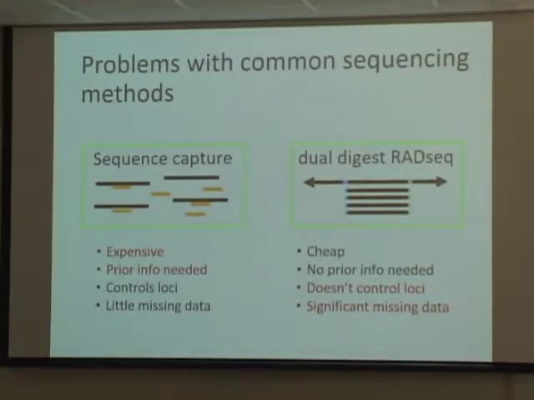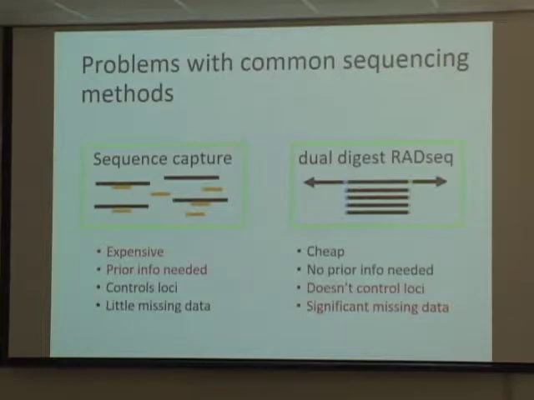Sequence capture and dual digest RADseq are 2 common ways to make reduced representation libraries for next-generation sequencing. Sequence capture uses probes, which I'm showing in yellow, to target and enrich DNA sequences, which I'm showing in black. And because we need probes, sequence capture is expensive because the probes have to be designed and ordered, and we need prior genetic information to know the sequence of the probes. However, sequence capture controls the loci, and there's little missing data, so you really get a good data set for all this effort that you put in.